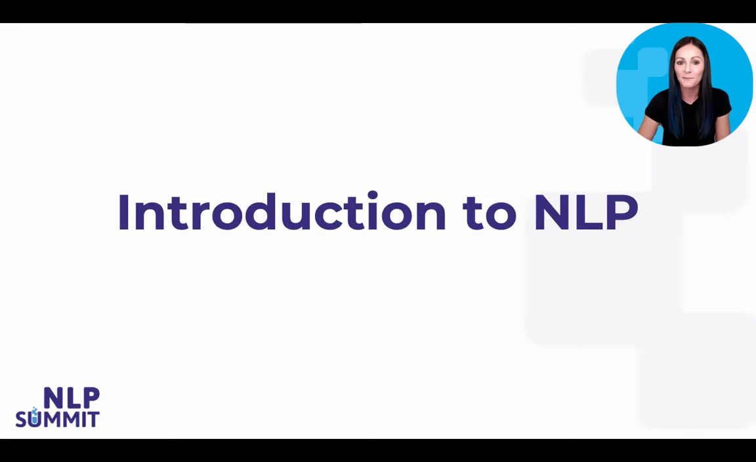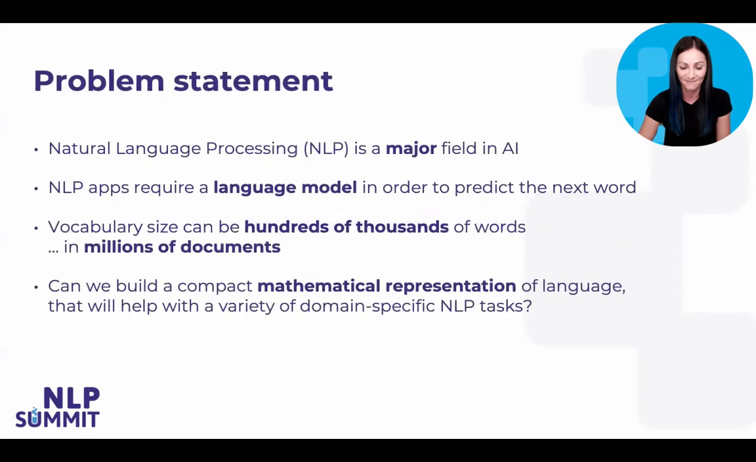All right, so let's start with a brief introduction to NLP for those of you who might just start out in this field. So the problem statement in natural language processing is really to find a mathematical representation of the language. And NLP is really a major field in AI nowadays, and it has been studied for quite a while. And if you look at NLP applications, they require a language model in order to predict a next word. And those vocabulary sizes can be hundreds of thousands of words across millions of documents. So finding those mathematical representations of language is really not an easy task.